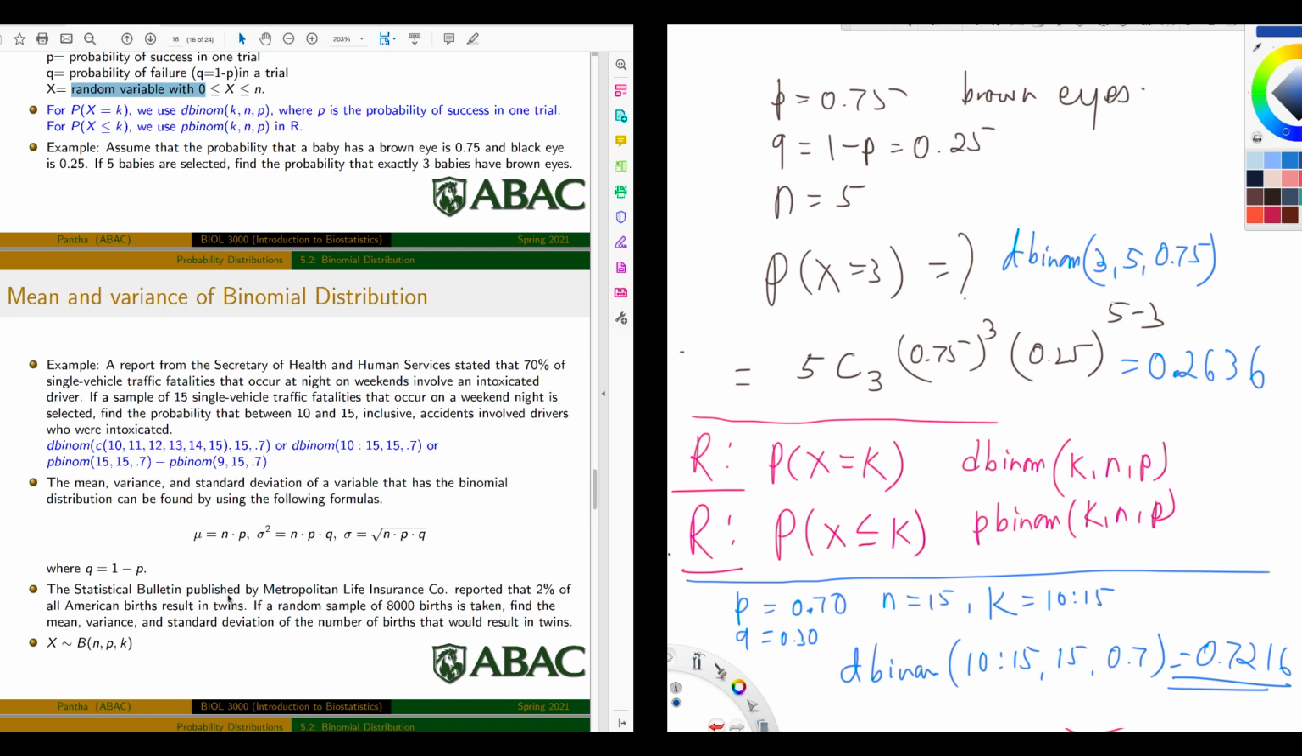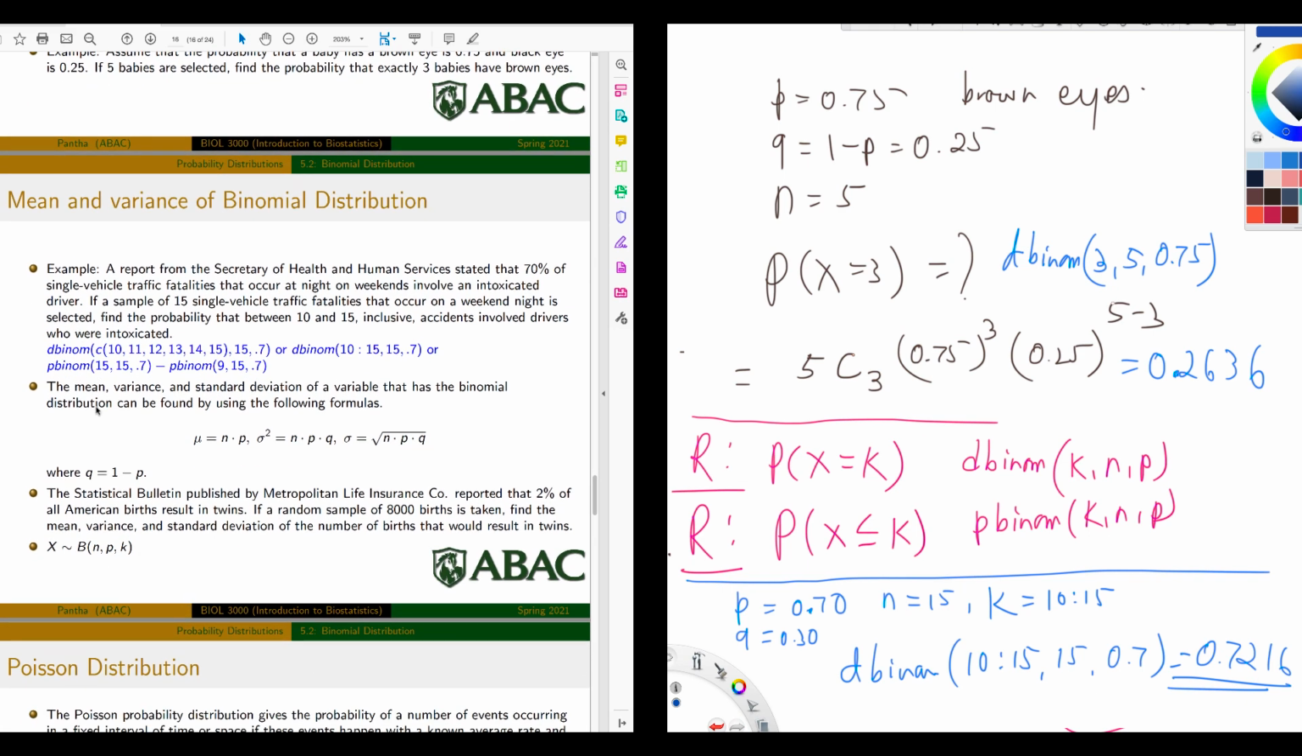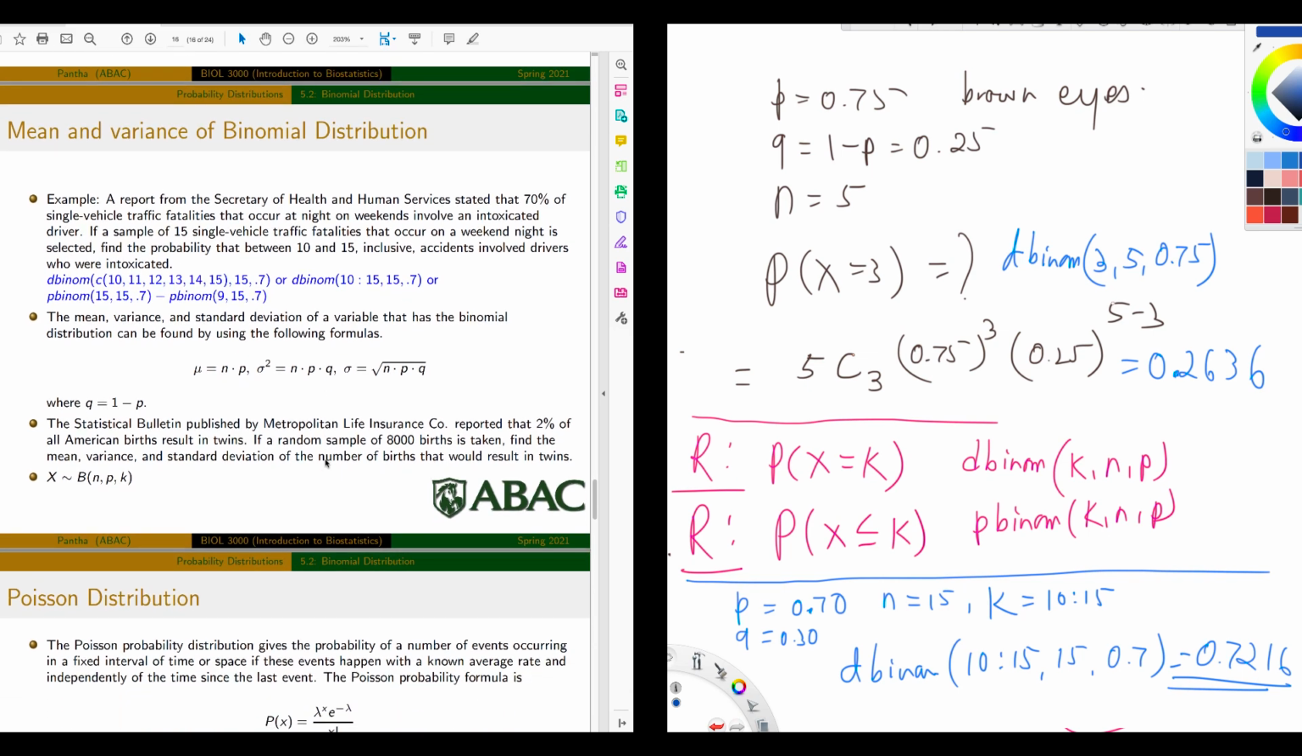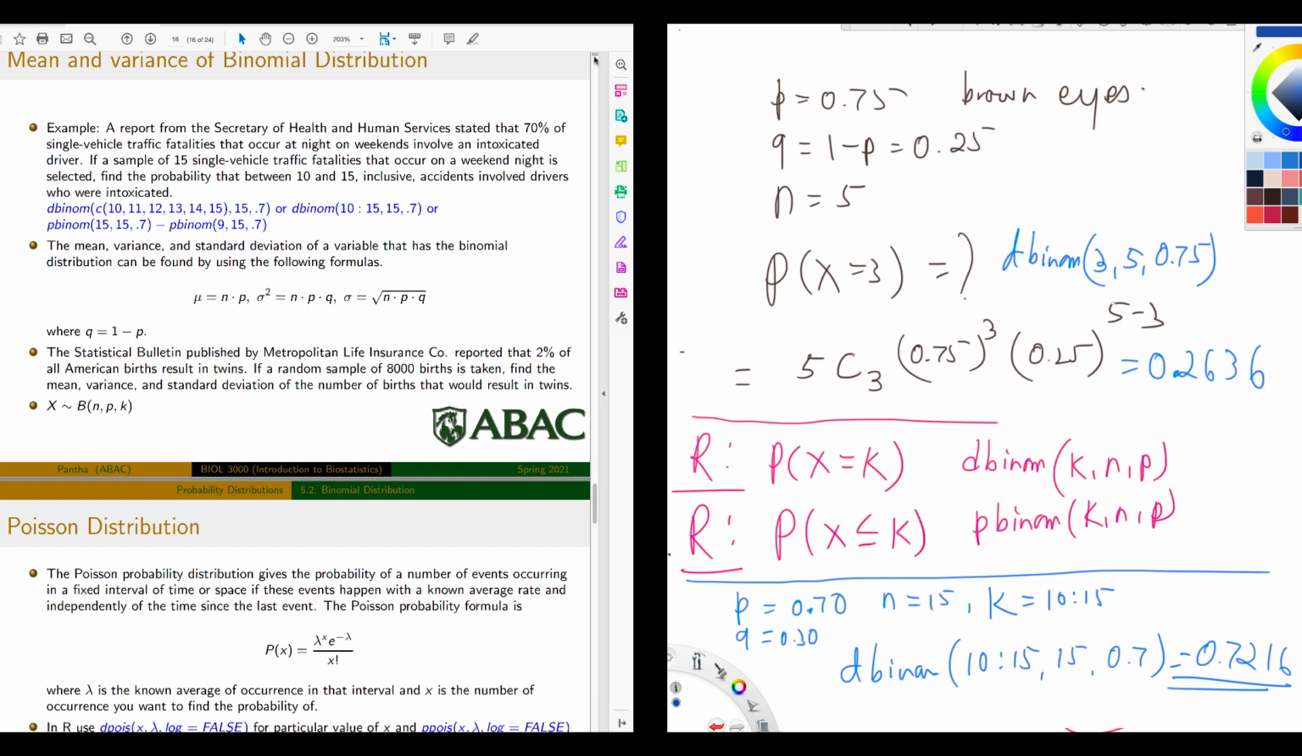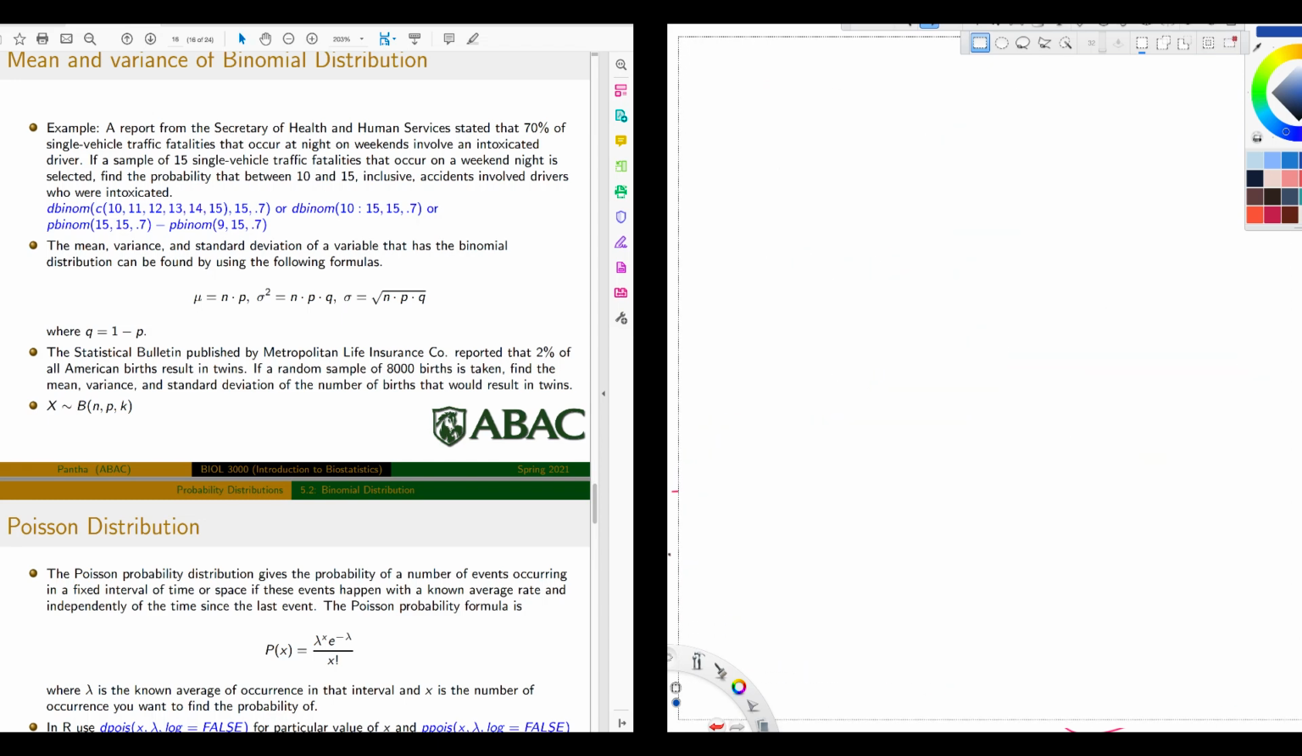Similar to the previous problems, there is a formula to find the mean and standard deviation. The mean for a binomial distribution is n times p, and the variance for the binomial distribution is n times p times q. If you take the square root, you will get the standard deviation. So let us do that example.